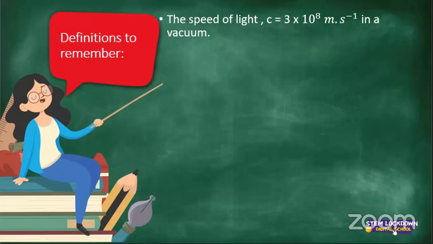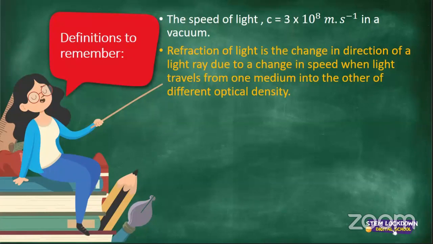The first thing you need to remember is that the speed of light in vacuum is c equals 3.0 times 10 to the power 8 meters per second. And then refraction of light is the change in direction of a light ray due to the change in speed when light travels from one medium into another of different optical density.